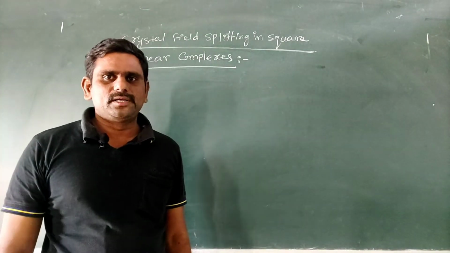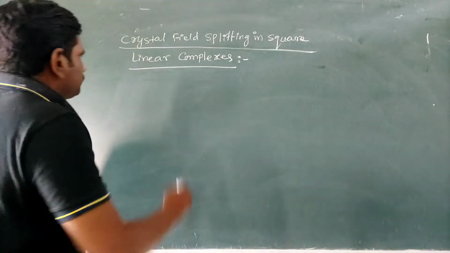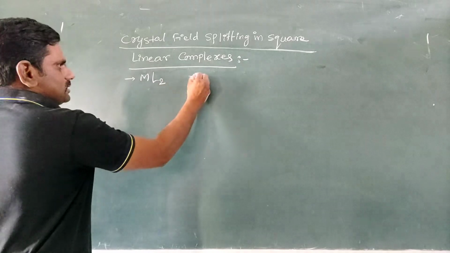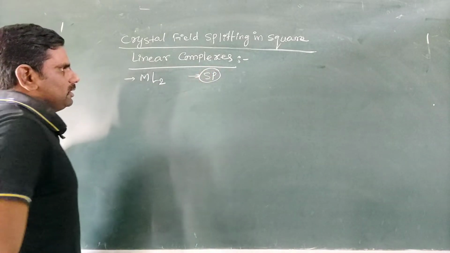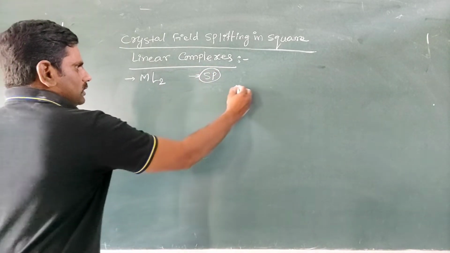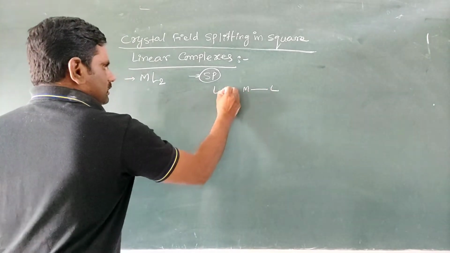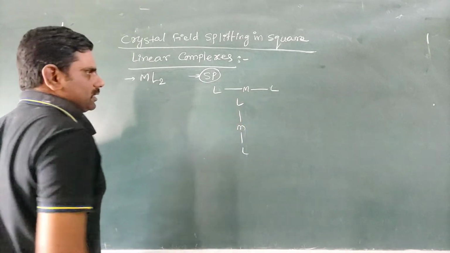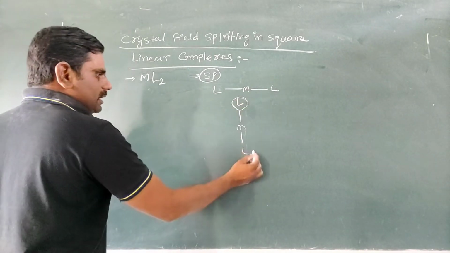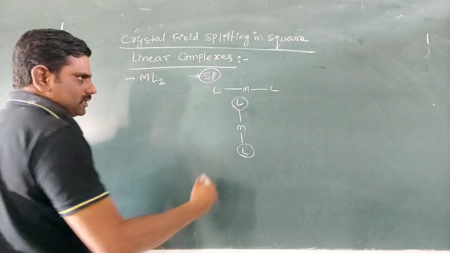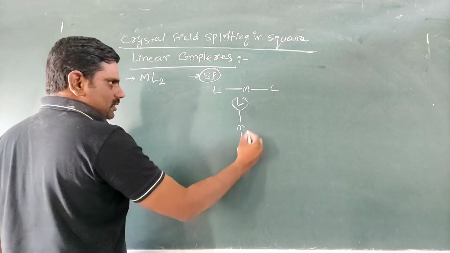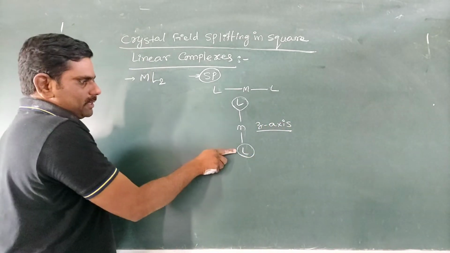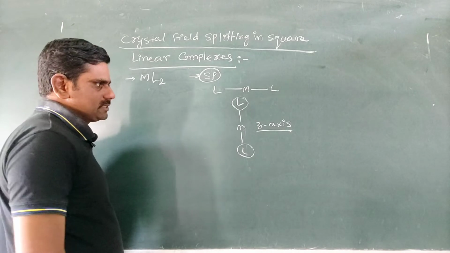Next, crystal field splitting in linear complexes. So linear complexes are ML2 type complexes. What is the hybridization here? sp hybridization. We can write the ML2 complex like this. Either this or this, both are linear in shape. So these ligands are to be considered as present on the z-axis. In linear complexes, 2 ligands are present on the z-axis.